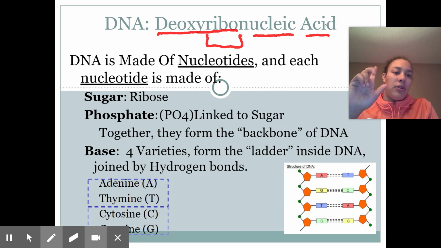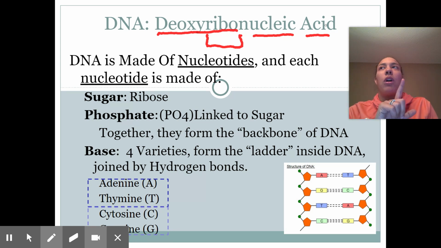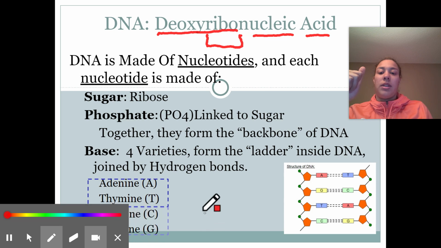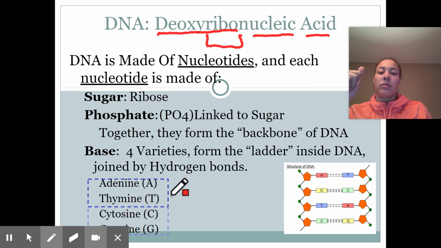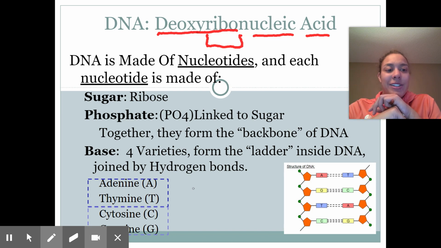anyway. We already talked about and referenced the sugar. That's one of them. The phosphate is the next one. So that's our PO4 component. And then the base. So whether that's A's, T's, C's, or G's. And again, you don't have to know the actual name of these. You just have to know the letters.